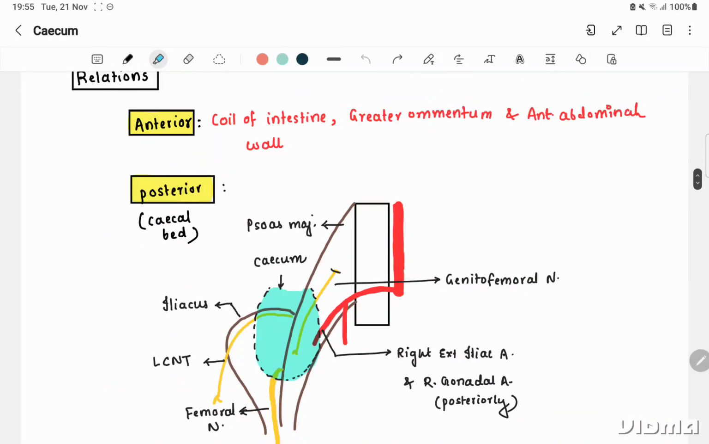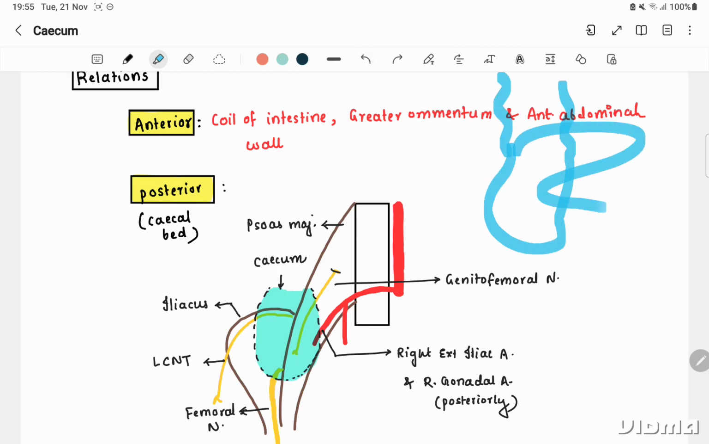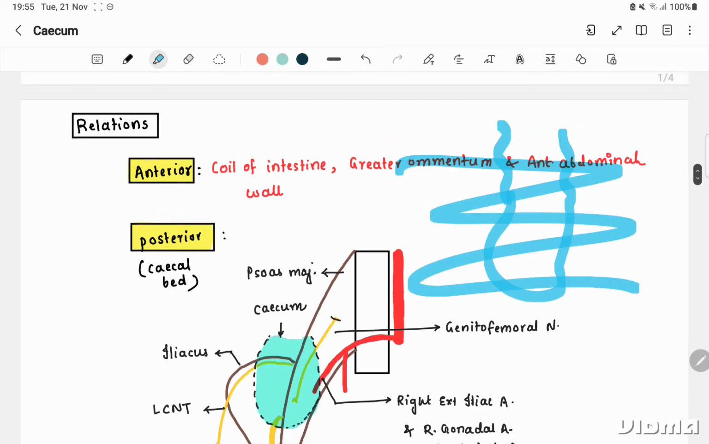Let's discuss the relations. I have the anterior relation, that is the coils of intestine, the greater omentum, and the anterior abdominal wall. You can just relate all these things. The cecum must be present like this, this is the large intestine, and the small intestine will be there. The coils of intestine will be there, the greater omentum will be there over that, and it is covered by the anterior abdominal wall.